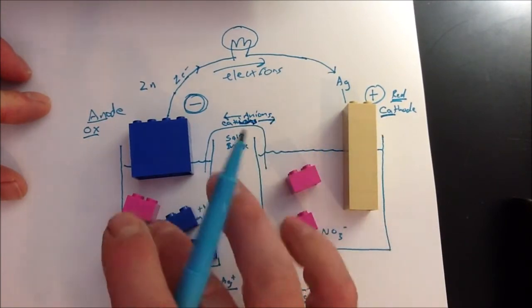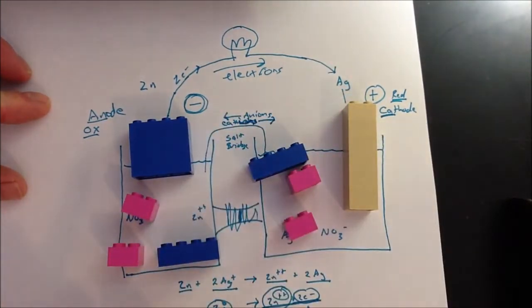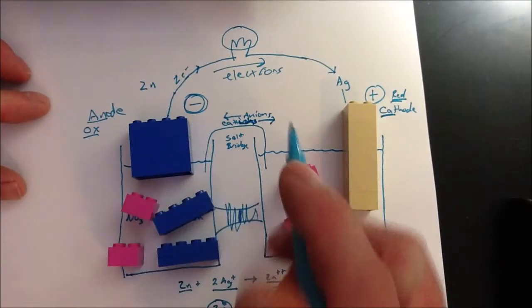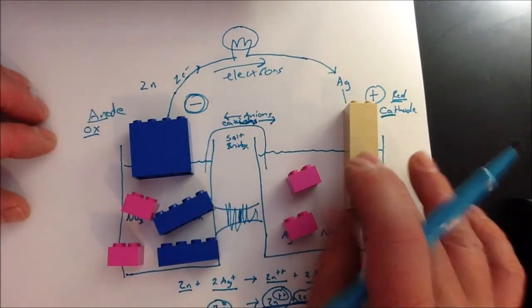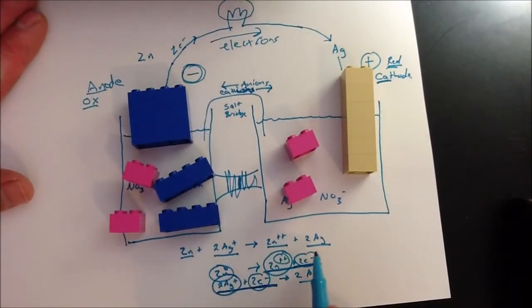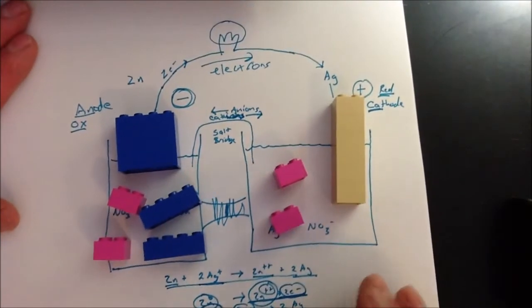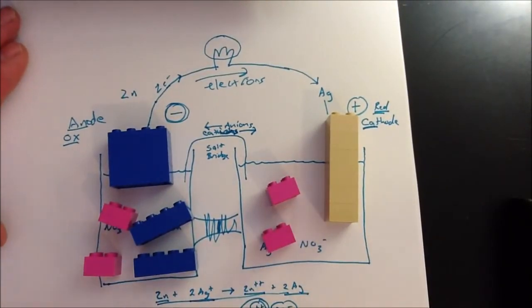Cations could simply migrate in the opposite fashion. So be able to label which way anions go and cations go. And again, all of this starts from, can you write and balance the spontaneous reaction? Can you do the half reactions? And then if so, you can establish and draw a galvanic cell.